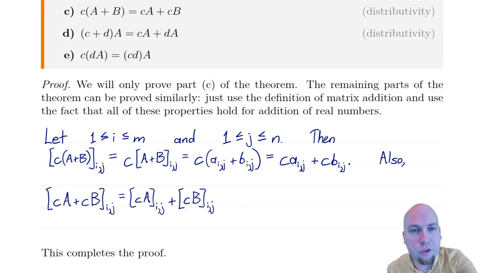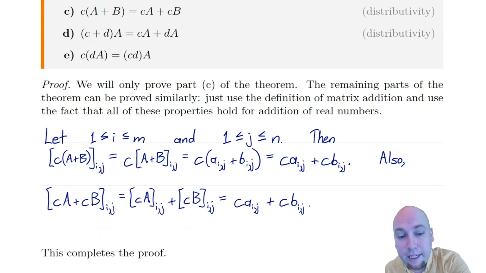Okay, so the ij entry of this right-hand side matrix, CA plus CB, is, well, again, this is matrix addition here, and the way matrix addition is defined is entry-wise. So that's the same as the ij entry of the first matrix plus the ij entry of the second matrix, and that's what I've written down on the right here. Now I've got two scalar multiplications. What is the ij entry of C times A? Well, again, scalar multiplication works entry-wise, so this is C times the ij entry of A. Similarly, over here on the right, this is C times the ij entry of B.